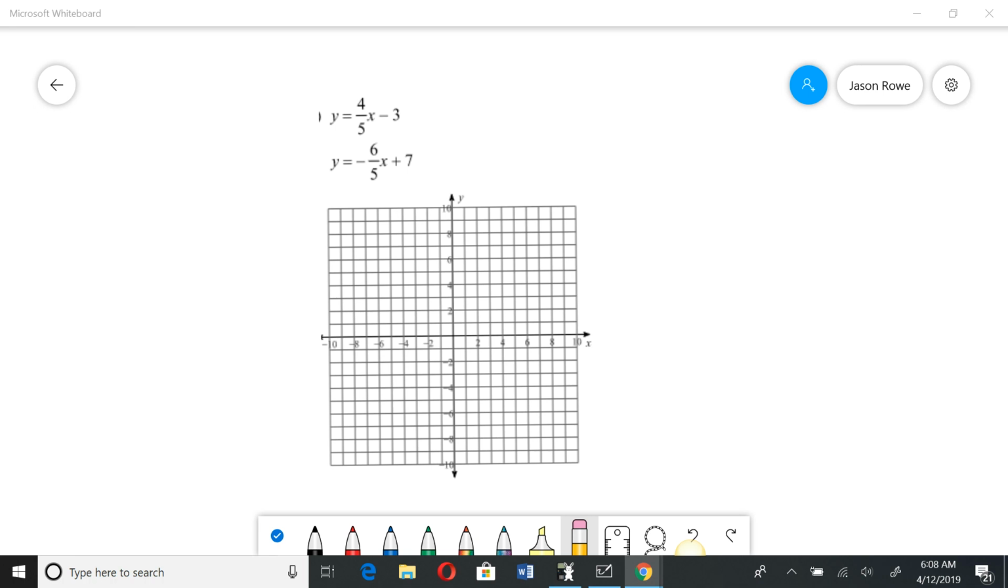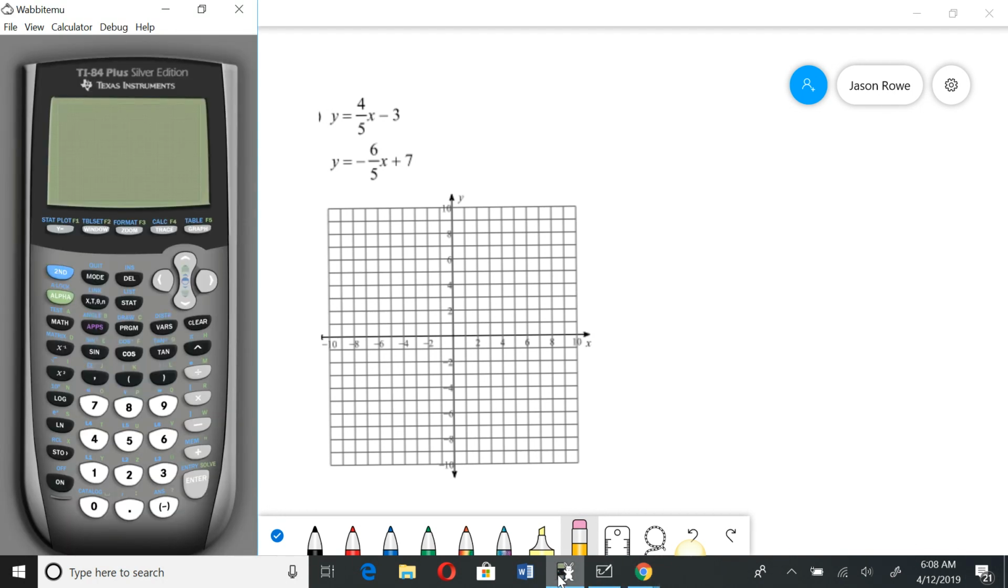This is Mr. Rowe. I'm going to talk to you about how to use the graphing calculator to solve a system of equations. This is something you'll have to use for Algebra 1 and Algebra 2. So let's take a look at how we're going to use the graphing calculator here. If you have your TI-84, make sure you have it out and turned on.